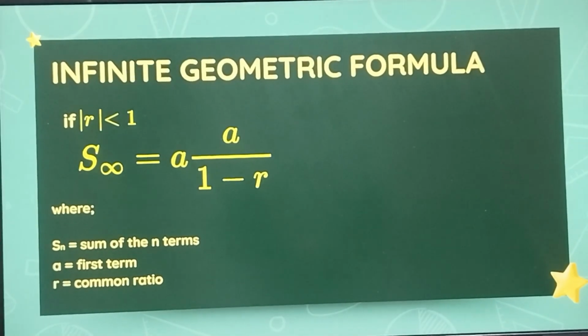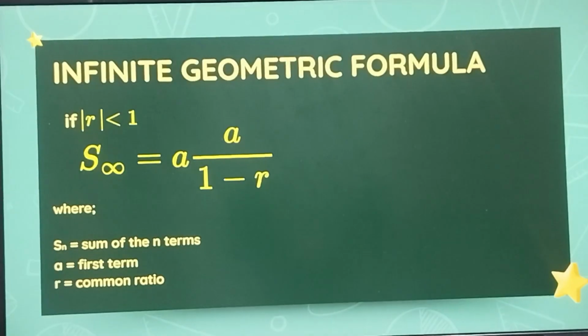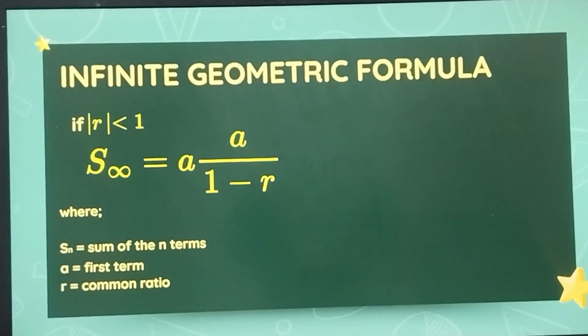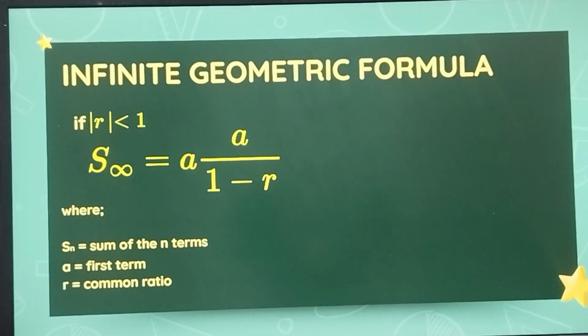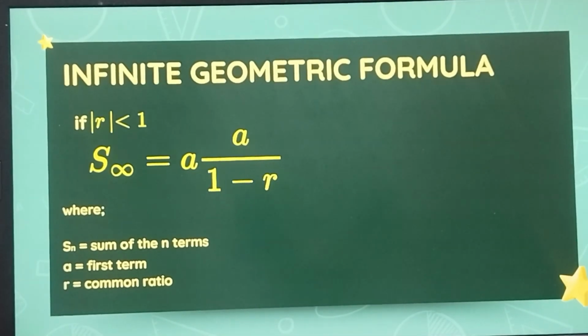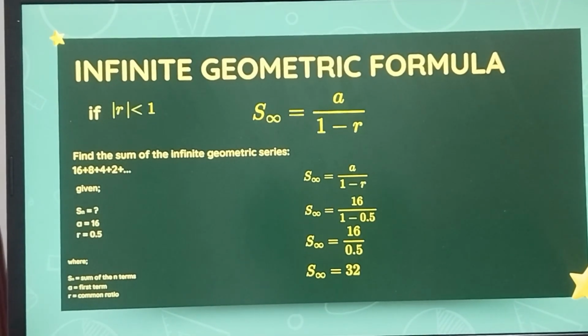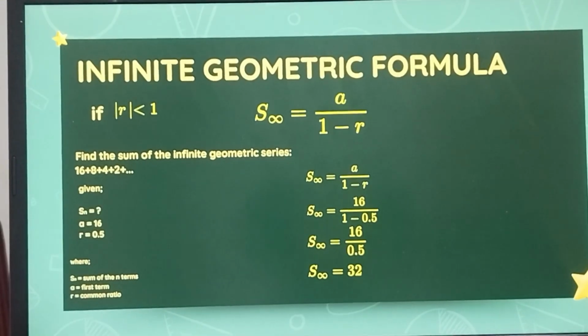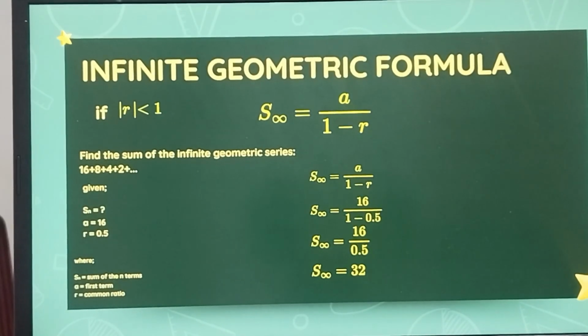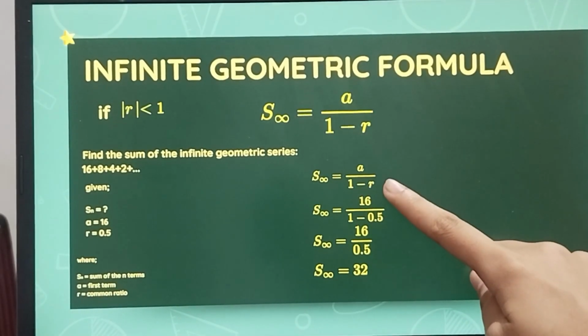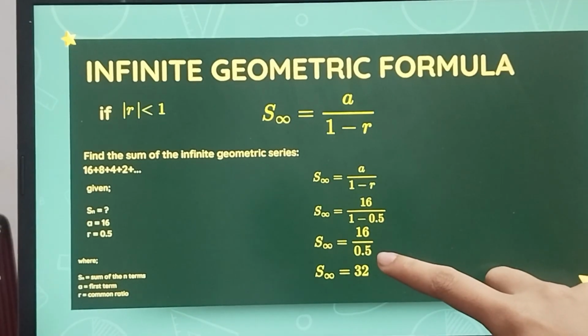So let's proceed to the infinite geometric formula. If r, the common ratio, is less than 1, the formula is S sub infinity equals a divided by 1 minus r, where S is the sum of the terms, a is the first term, and r is the common ratio. Let's give an example. Find the sum of the infinite geometric sequence 16, 8, 4, 2, and so on. Its ratio is 0.5 and its first term is 16. We substitute into the formula: a, the first term, is 16, over 1 minus our ratio, 0.5. So 16 divided by 0.5 is 32.